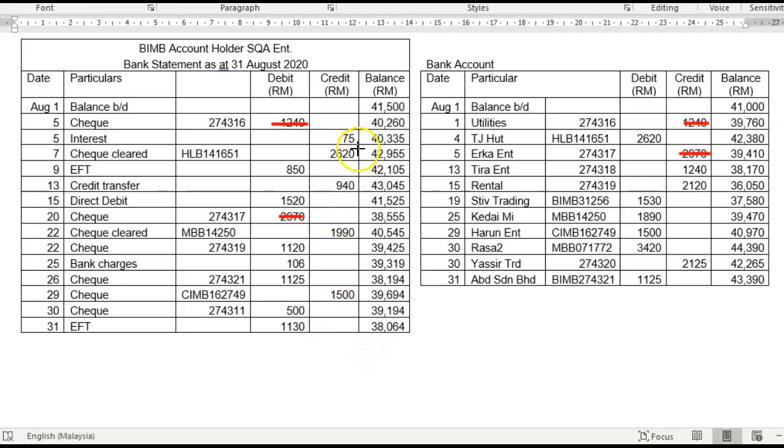Okay, then you look at the credit side. Compare the credit side of your bank statement and the debit side of your bank account. Take the 75 first, the amount of 75. No, there's nothing on the debit side of the bank account, so you have not recorded the receipt of 75 ringgit of interest in your bank account. Then you have 2,620. Yes, you have 2,620, and the check number is also the same. So now you cross them out because we have all the records.